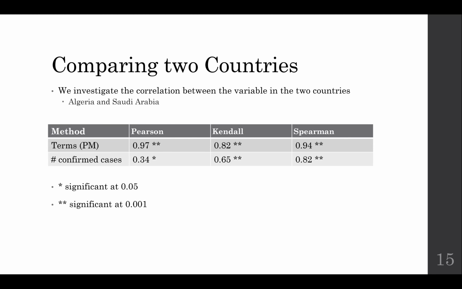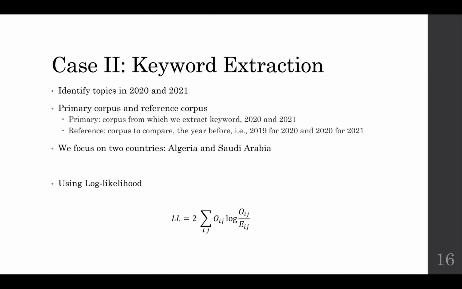You can see that for terms, we have an almost perfect correlation between the number of terms in Algeria and the number of terms in Saudi Arabia per million. And the second line is the number of confirmed cases in each country. So it's almost perfectly correlated. For the number of confirmed cases, there's a positive relation. But this is the first case.